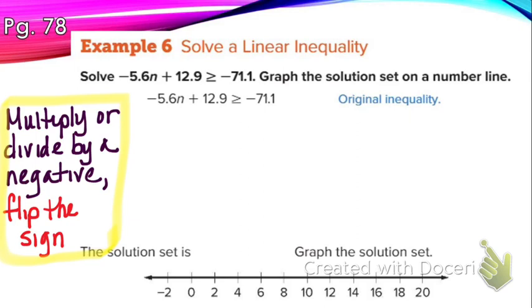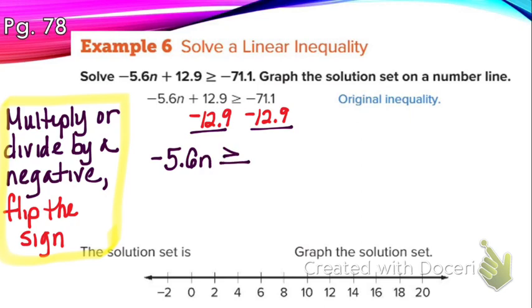Can we take out our earbuds? Thank you. So what am I subtracting? 12.9. Let's go ahead and subtract 12.9 from both sides. Because we have to solve for n, and that's how you solve. You have to get it by itself. So you have negative 5.6n is greater than or equal to. Take your calculators and type this in. Take negative 71.1 minus 12.9.